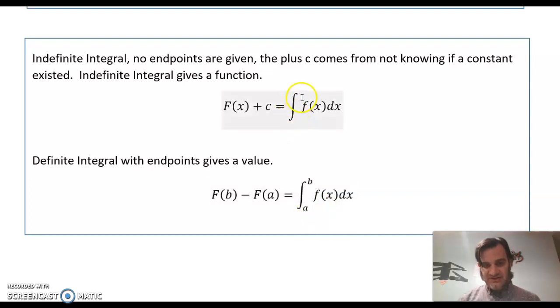Now this is if there's no a or b here, no numbers. So what we have down here is the definite integral where there are numbers. So the original function up here, the indefinite integral, gives you a function. Okay, as a result, the definite integral gives you that function, but then you're going to plug in these values. So when you plug in b, basically that gives you the area from 0 back to b. And when you plug in a, that gives you the area from a back to 0. If you take the difference, that would give you the area between a and b. Okay?